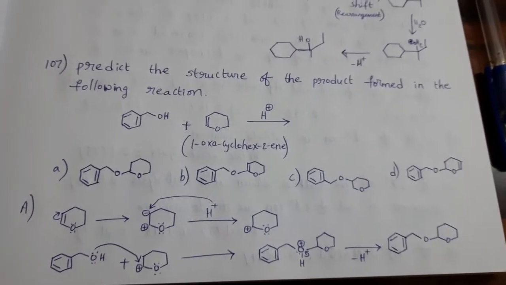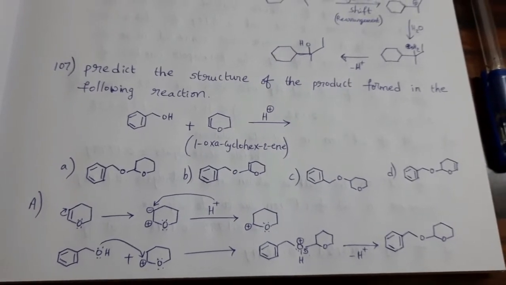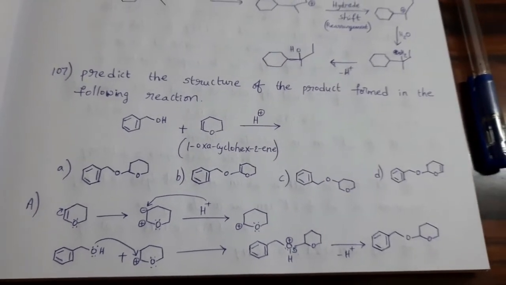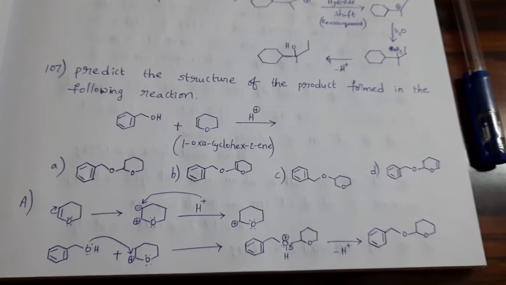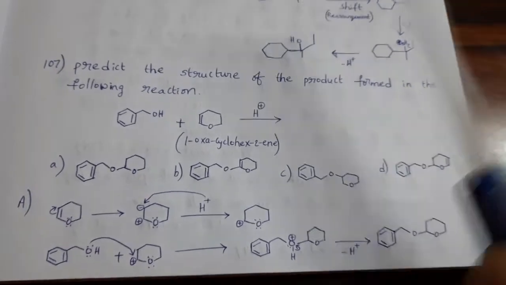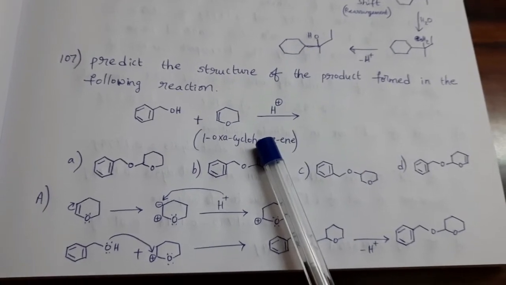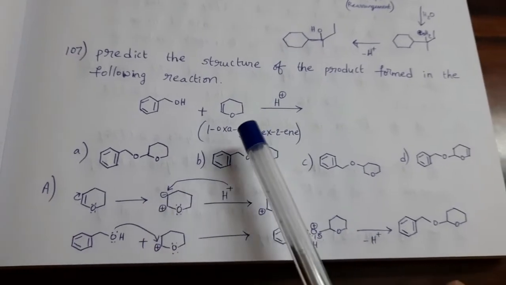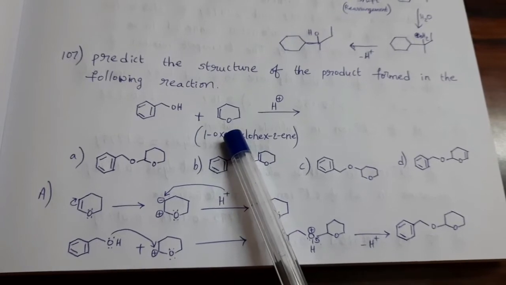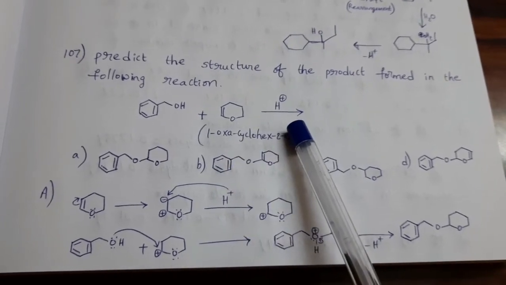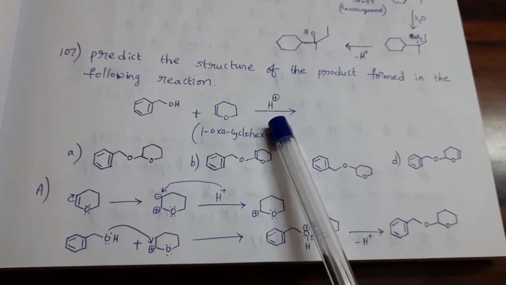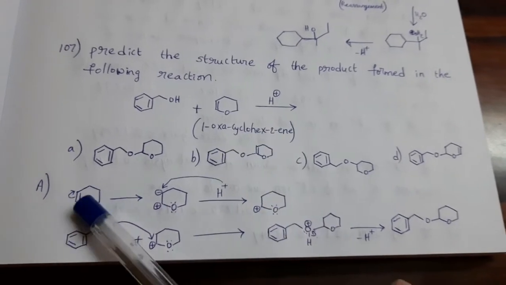Now see the explanations for the forensic laboratory exam. Predict the structure of the product formed in the following reaction. This is the given reaction. Now we should identify the product for this. These two reactants are treated in the presence of acid medium. Then H plus ions are provided by that acid.